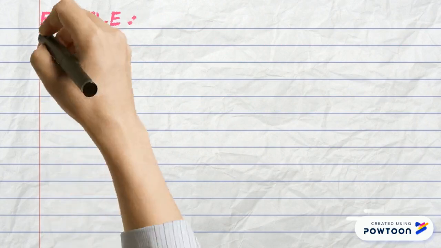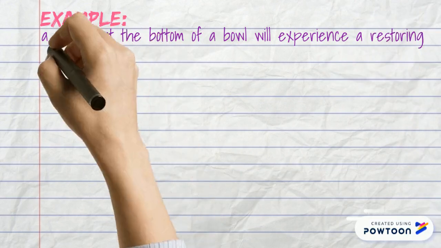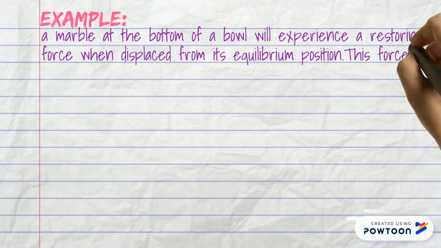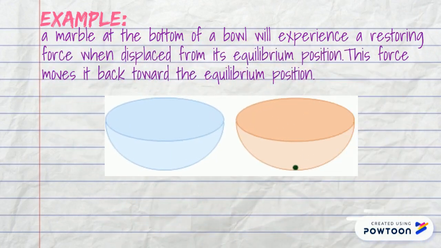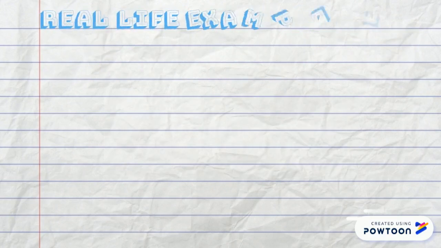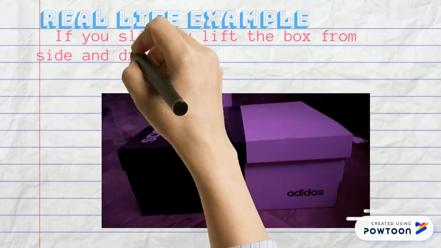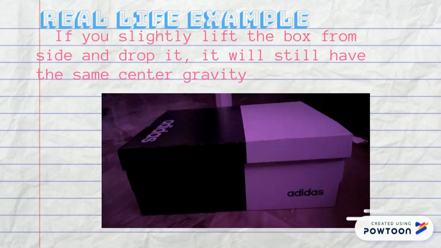An example for a stable equilibrium could be a marble at the bottom of a bowl. It will experience a restoring force when displaced from its equilibrium position. This force moves it back towards the equilibrium position. What could be a real-life example of stable equilibrium? If you slightly lift the box from the side and drop it, it will still have the same center of gravity.